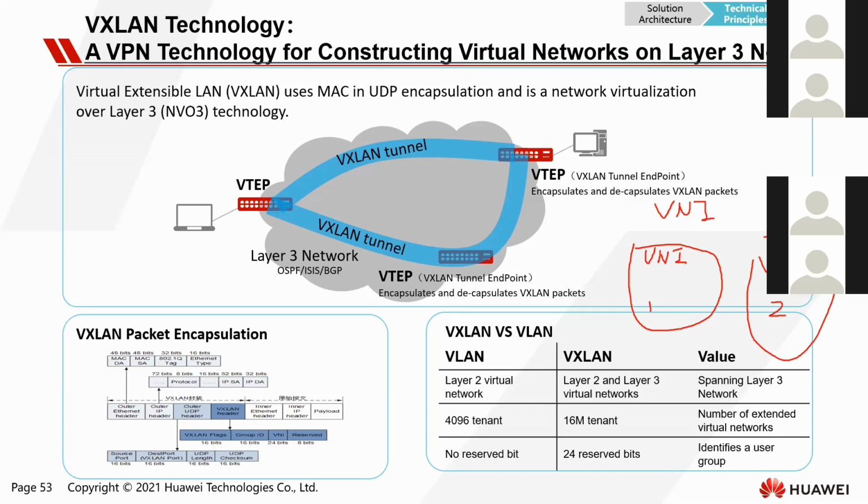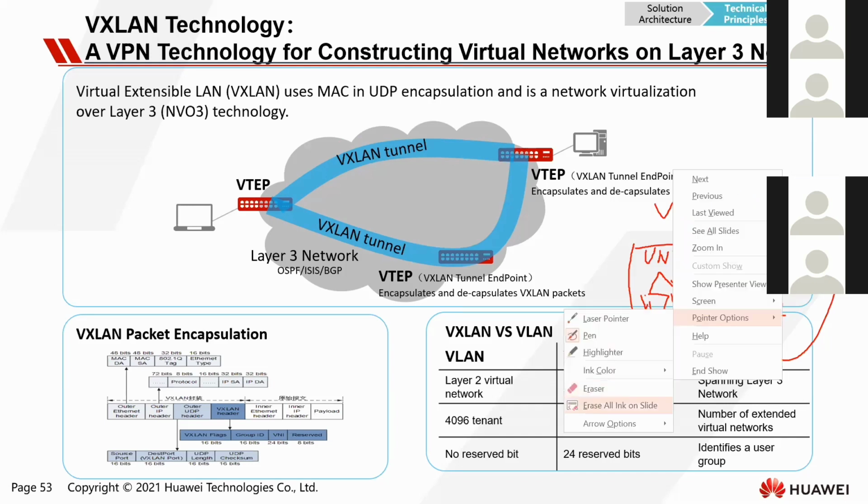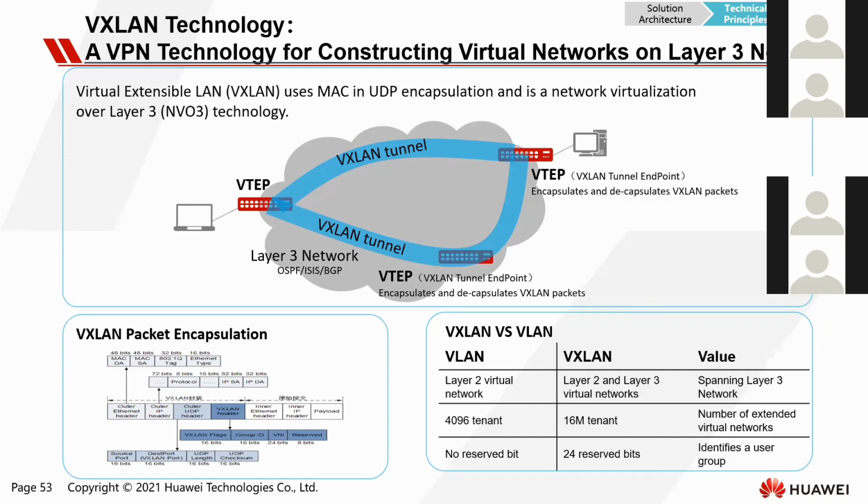So in between the VNI, the devices can communicate with each other directly. But if each VNI wants to connect to another, they need to go through layer 3. Okay, so these are some of the common terms inside the VXLAN.